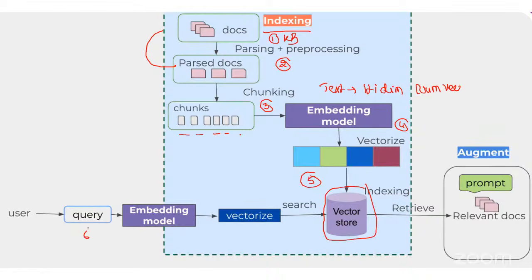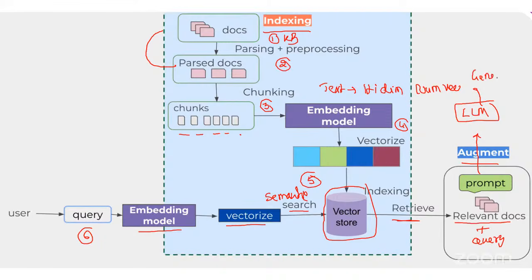Fifth step is storing the high dimensional numerical vectors in the vector store. Then the sixth step, we take the query from the user. The query will be embedded and vectorized. Then we do semantic search using some distance metrics, and whatever documents are relevant for the query get extracted. This process is called retrieval. Then relevant documents plus query is called the prompt. This step is called augmentation. Once you get a prompt, it is given to the LLM, and the LLM does generation of the data.